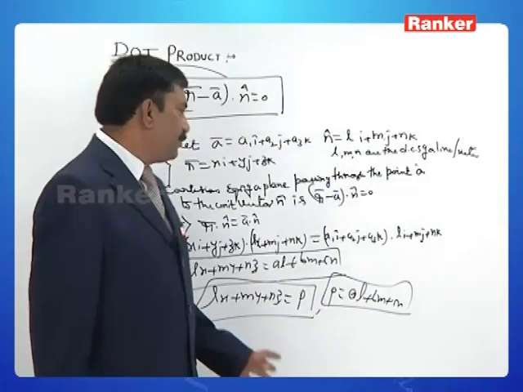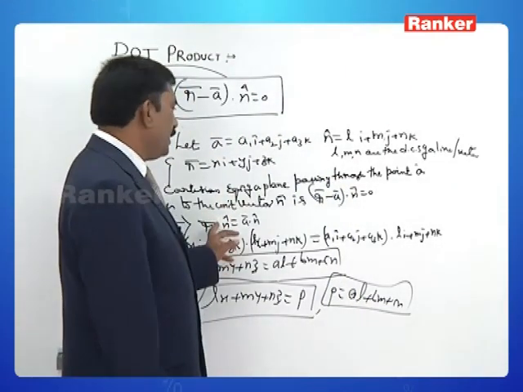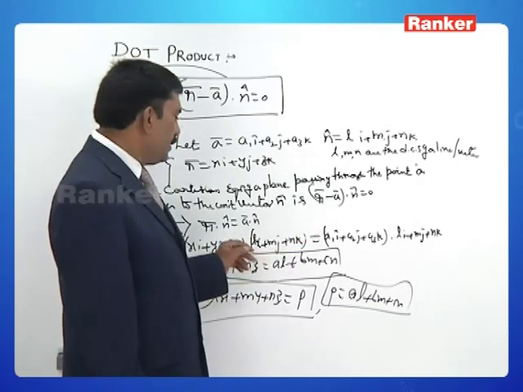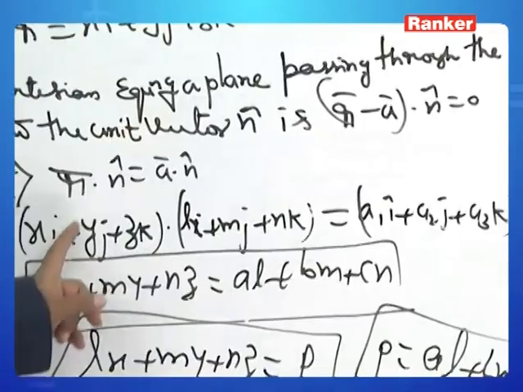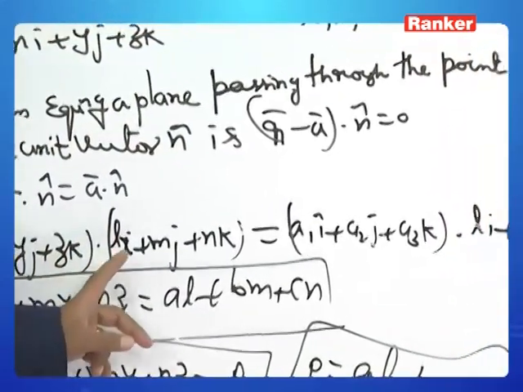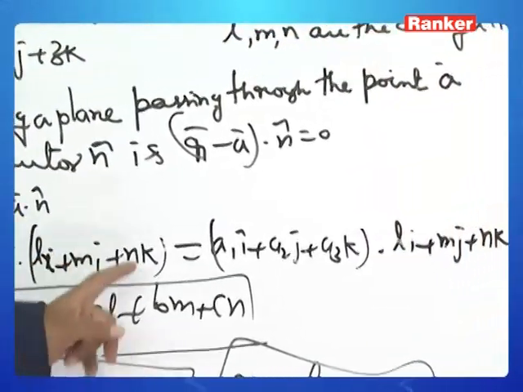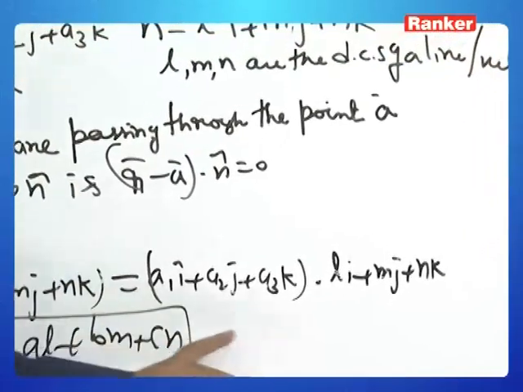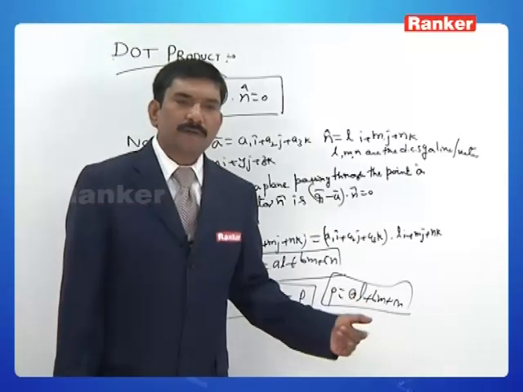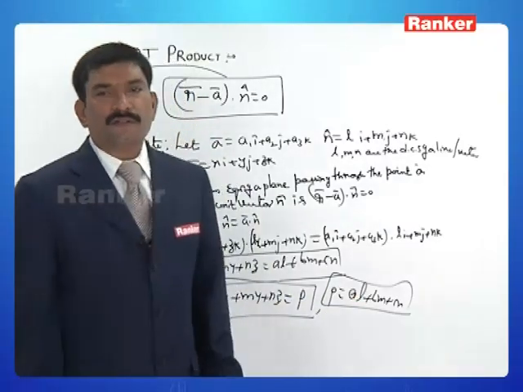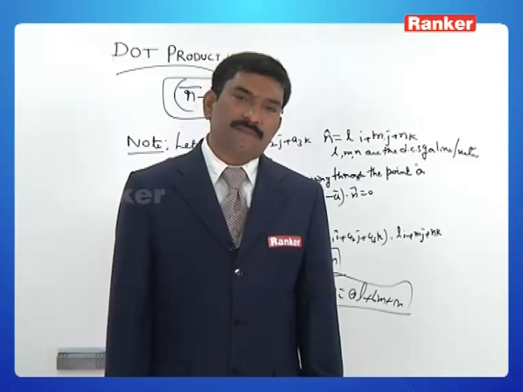Zk is given by (r bar minus a bar) dot n cap equal to 0, r bar dot n cap equal to 0, a bar dot n cap equal to 0, where r bar is equal to xi plus yj plus zk and n cap is li plus mj plus nk. So therefore, a1i plus a2j plus a3k dotted with li plus mj, taking just a dot product, gives the Cartesian equation of a plane passing through it.